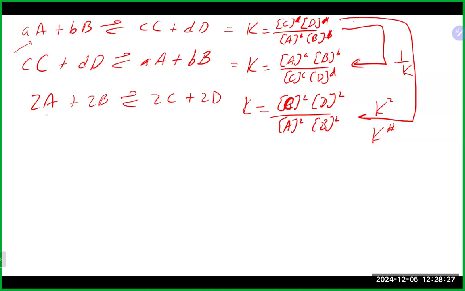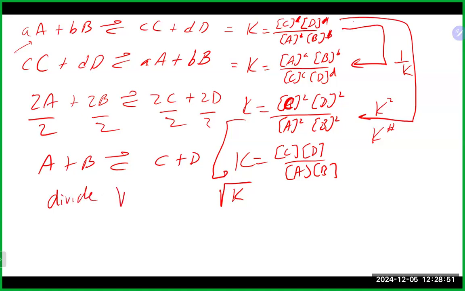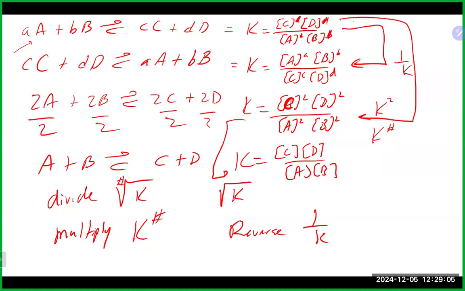That also means that if I went through and divided by a common number, that would give me A plus B goes to C plus D. That would give me K is equal to the concentration of C times the concentration of D over A and B. And as we go from here to here, that is the square root of K. So if you divide by a common number, you take K to the one over that number. If you multiply by a common number, you take K to that number. If you reverse the reaction, you go 1 over K. So those are very common ways that we manipulate the K value.